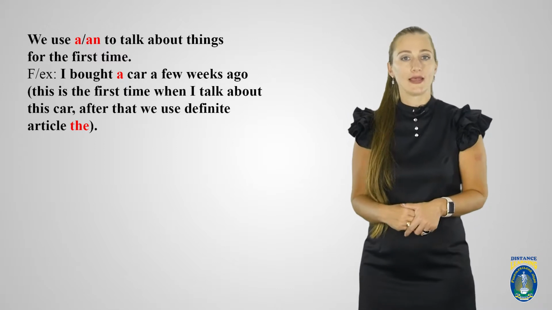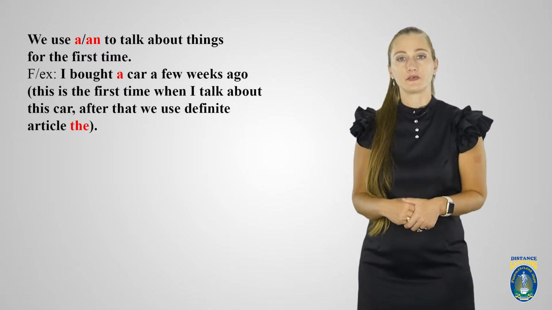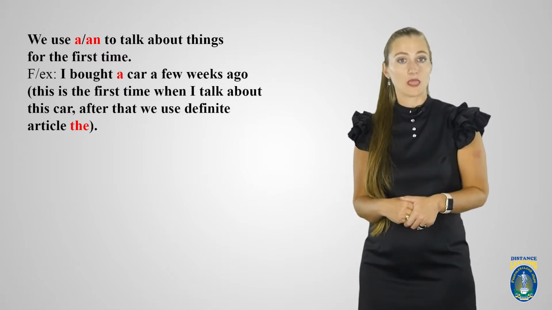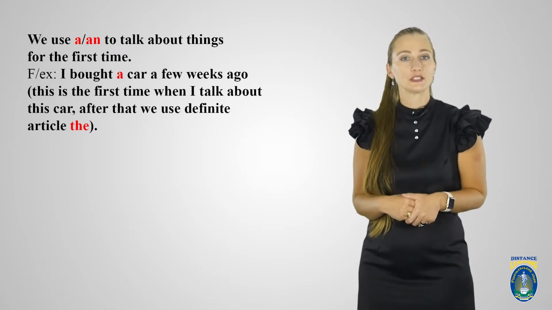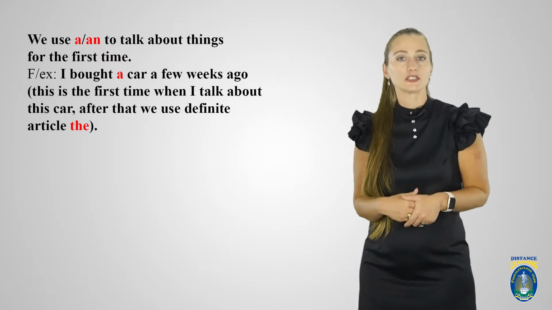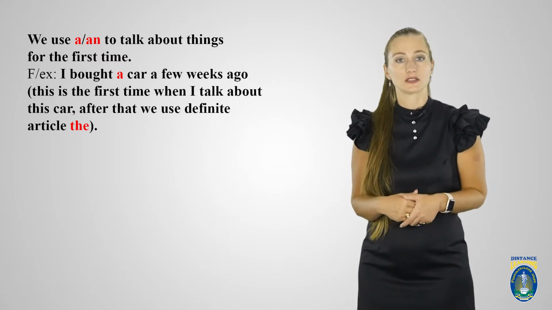We use «a» to talk about things for the first time. For example, I bought a car a few weeks ago. This is the first time when I talk about this car. After that, we use the definite article «the».